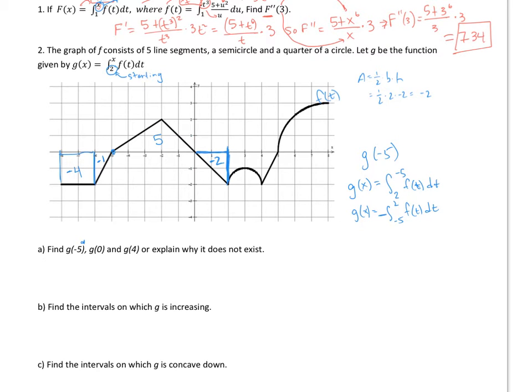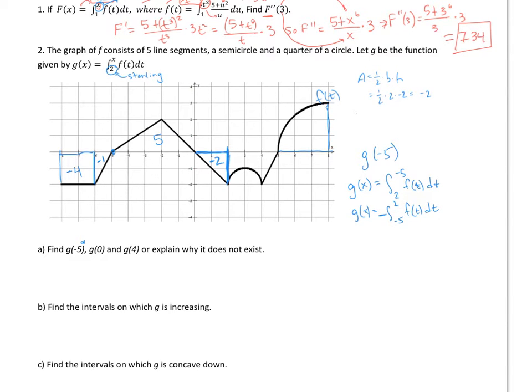So again, what I'm doing is I'm going through and finding all these little areas first of each of these little segment parts. It'll kind of make the problem easier later as we see what's being asked. Let's do this quarter circle right here. This is a quarter circle.